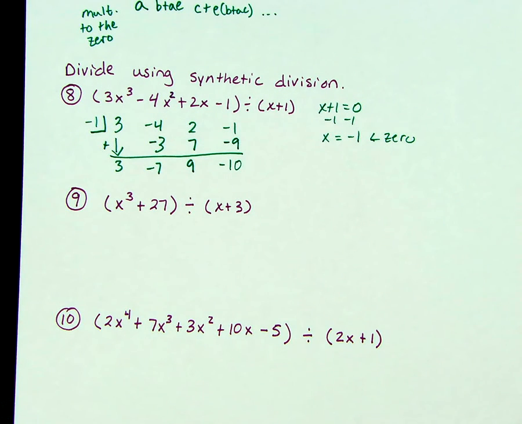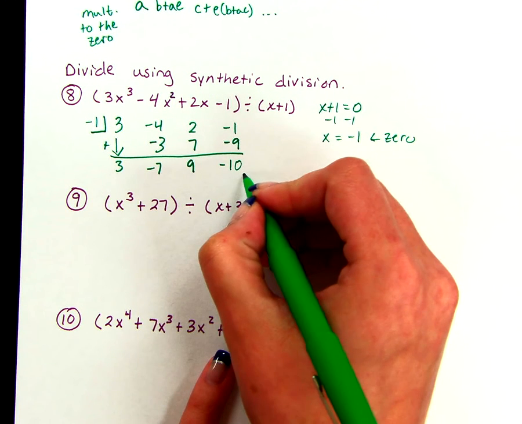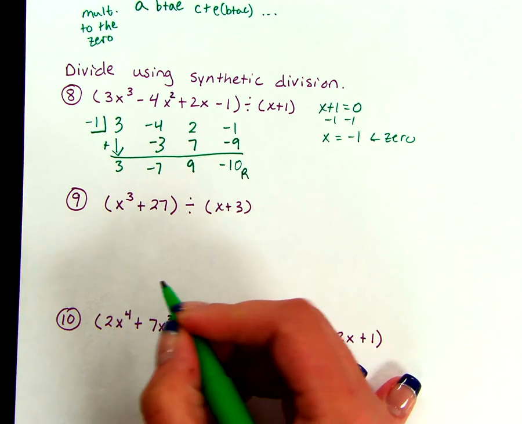Now we can't just leave our answer like that, because from long division our answer was always a polynomial. So our answer still needs to be a polynomial. So now we take these numbers and we're going to put them back into an equation. So the last number, no matter what, is always the remainder.